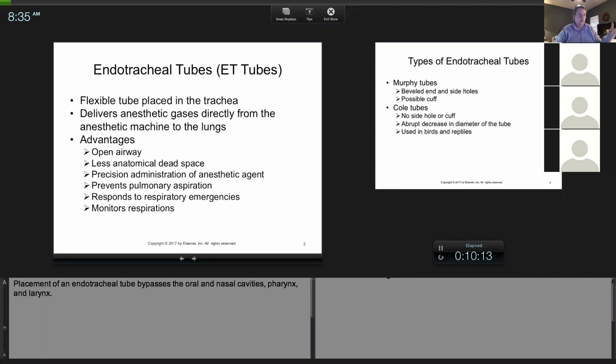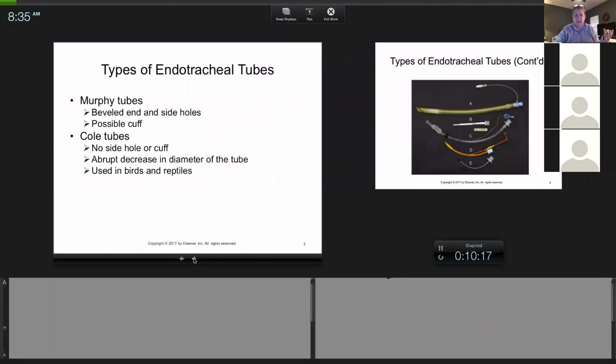And you should be able to identify that. There's two types of endotracheal tubes. The main one that we use every day in surgery is called a Murphy tube, and the end is beveled. So if you know what a beveled edge is, from a needle, it has kind of that angled edge.